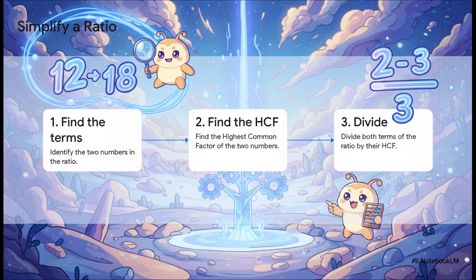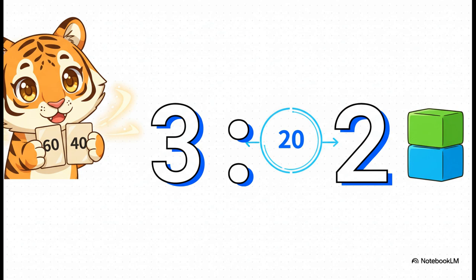Now, to really compare different ratios, we've got to get them into their simplest form. And don't worry, it's a super quick 3-step process. You just take your two numbers, find the biggest number that can divide evenly into both of them, that's the highest common factor, or HCF, and then you just divide both sides of your ratio by that number. Simple as that.